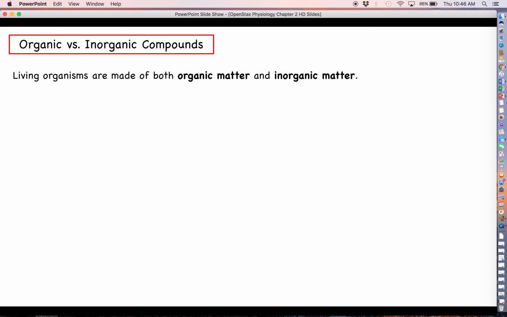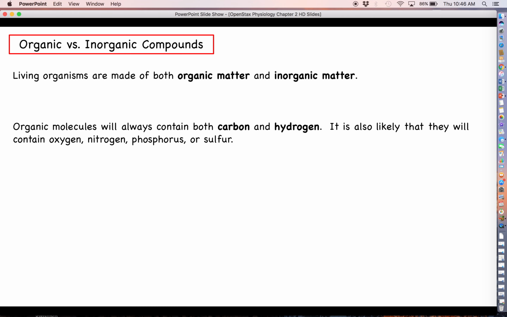So living things are made of both organic matter and inorganic matter. I may have indicated in a previous video that living things are made of organic matter and non-living things are made of inorganic matter. Well, that's not the case, so I apologize if I gave you that idea. Living organisms are made of both organic and inorganic matter.